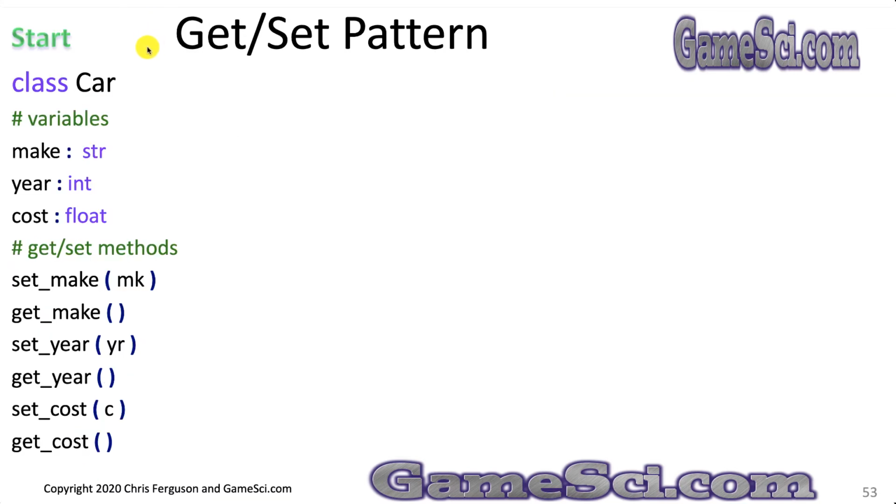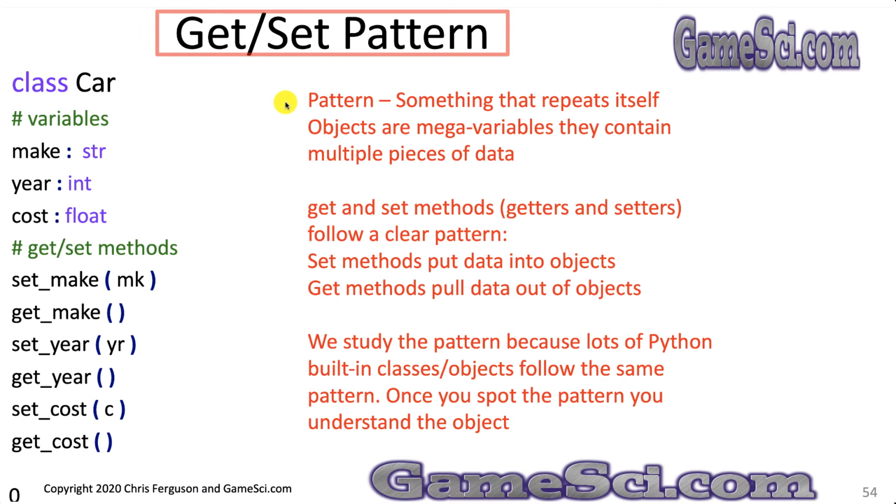The get set pattern. A pattern, something that repeats itself. Objects are mega variables. They contain multiple pieces of data. Get and set methods, getters and setters, follow a clear pattern. Set methods put data into objects. Get methods pull data out of objects. Set methods are a way to add new data to an object. Get methods are a way to retrieve the data from an object.